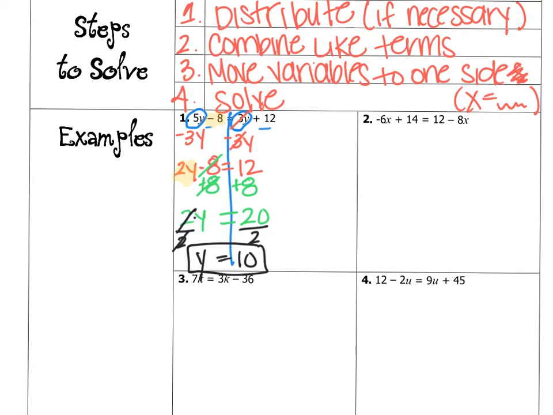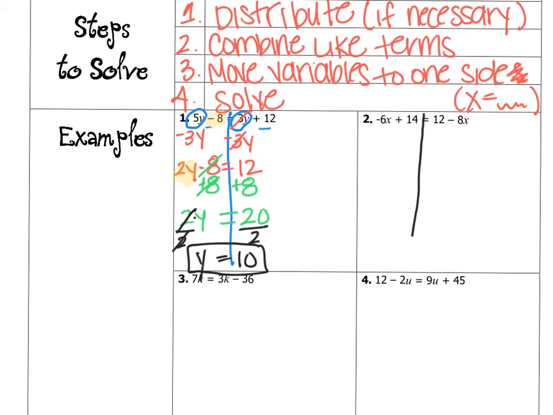All right, let's try number 2. So I'm going to start by drawing my line down the middle. First thing I look is there anything to distribute? Do I see parentheses anywhere? And I do not again, so I don't have to distribute. I check to see if there's any like terms. So again, if we look, we have a negative 6x and a 14. Those aren't the same. We have a 12 and an 8x, and those are not the same either. So we do not have any like terms to combine.